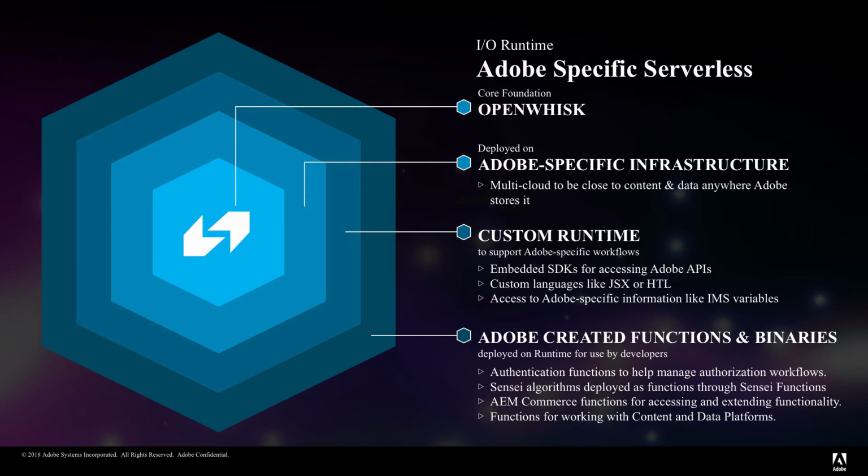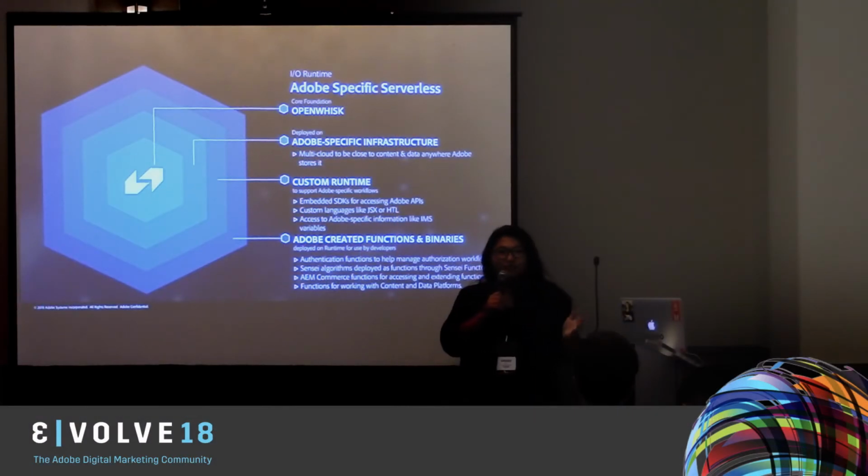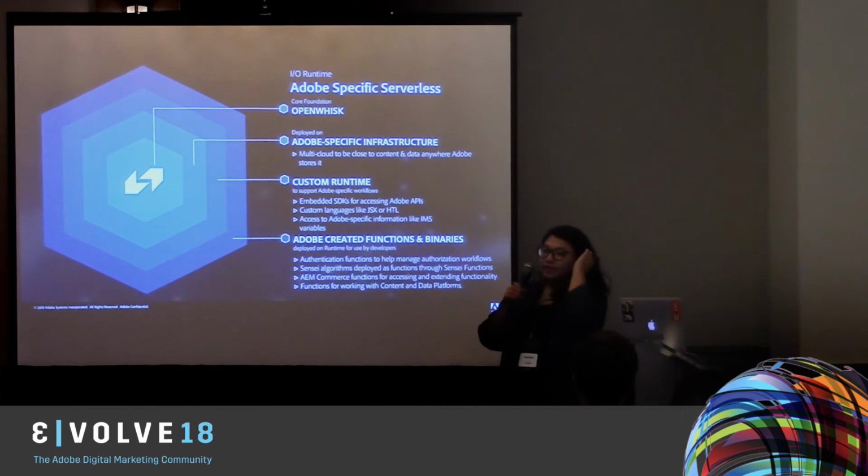And then on the layer of custom runtime, we build specific SDKs, we build authorization support, so that when you're making a call to, let's say, Target within runtime, you won't have to worry about generating your own JWT. For those of you who know, that's kind of how Adobe authenticates your Experience Cloud usage. And you can just make API calls and those integrations a lot easier.